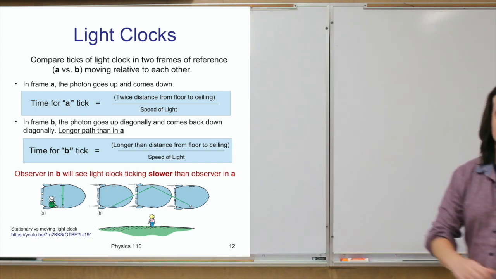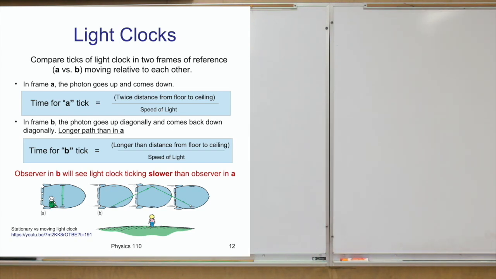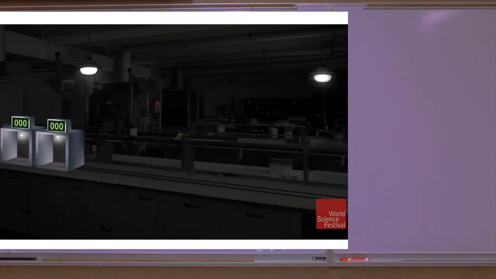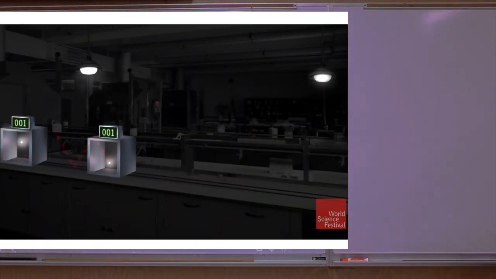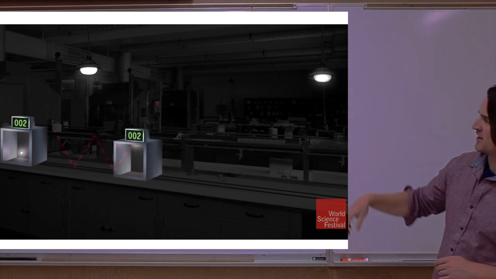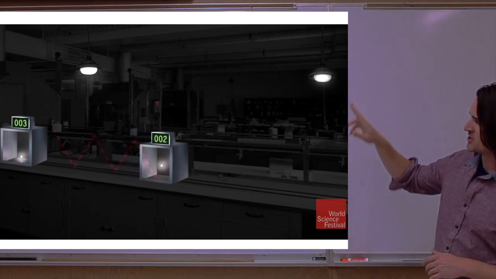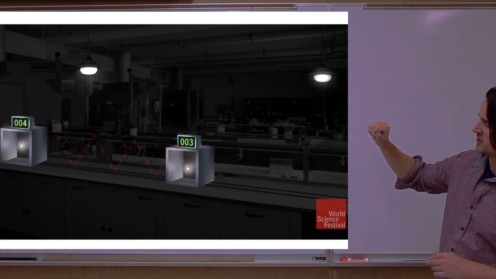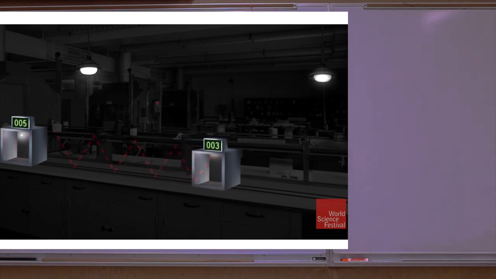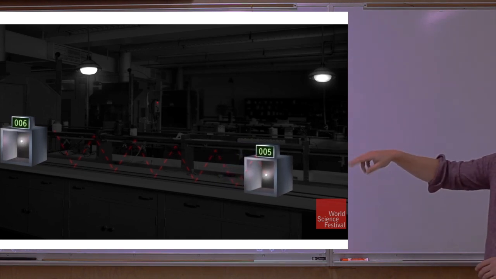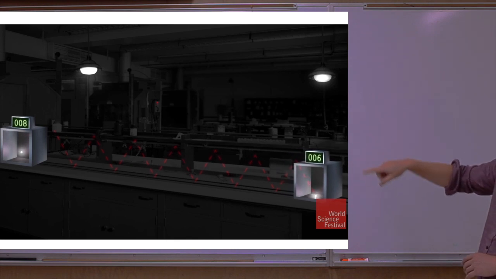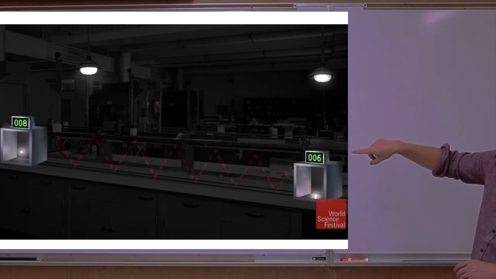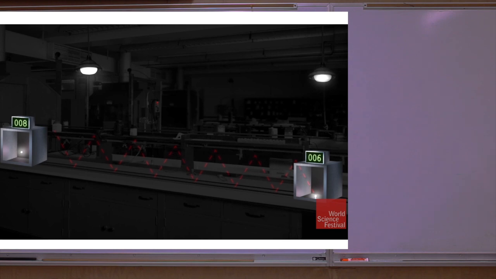I happen to have a little bit of a visualization of this, so let's check that out. This one's kind of nice because it has that stationary light clock bouncing up and down, showing the ticks along the top here, versus the moving light clock, which has to follow this diagonal path but still move at the same speed. You can see the number of ticks on the moving light clock is less than on the stationary light clock.